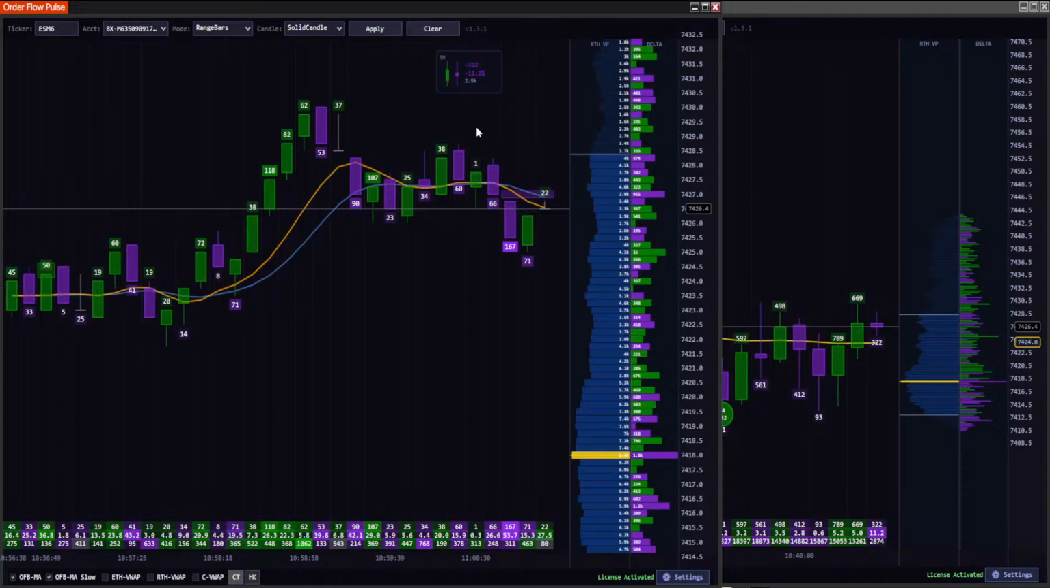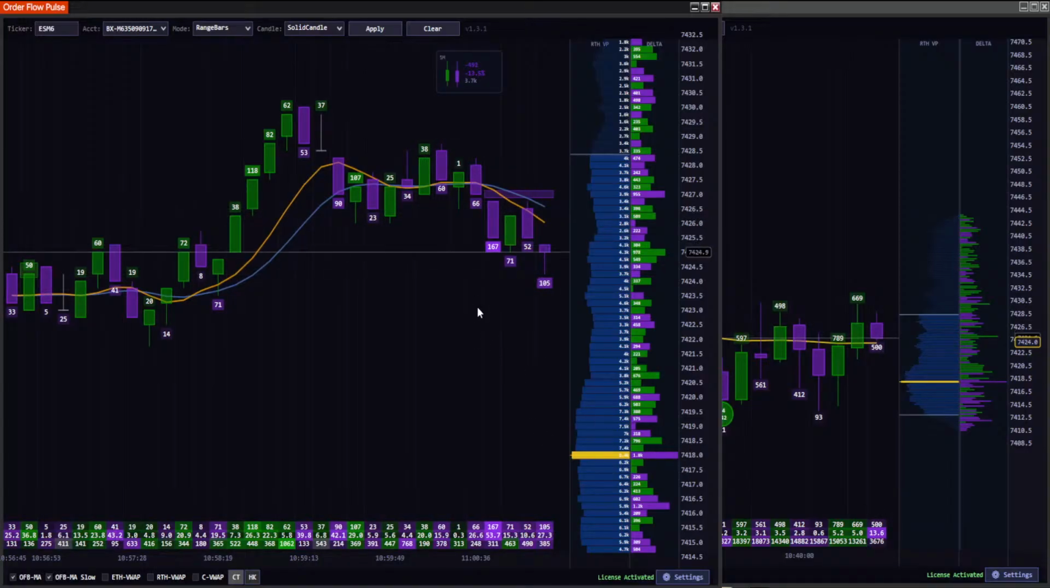Yeah, what are you guys going to do? You're going to push this thing back down to the point of control. Point of control is down there at 74.18. You're going back down below the VWAP. Another massive chop zone.